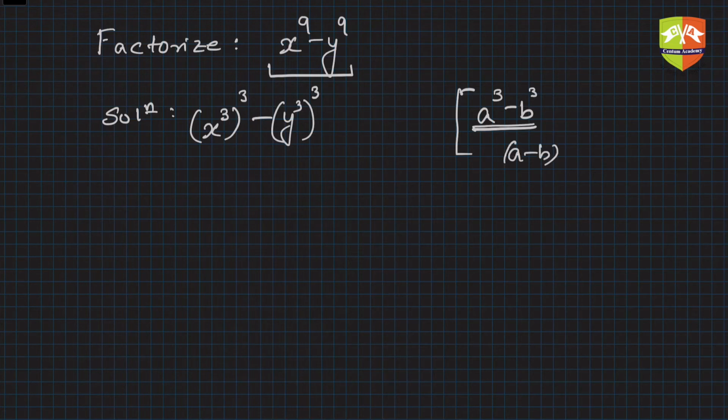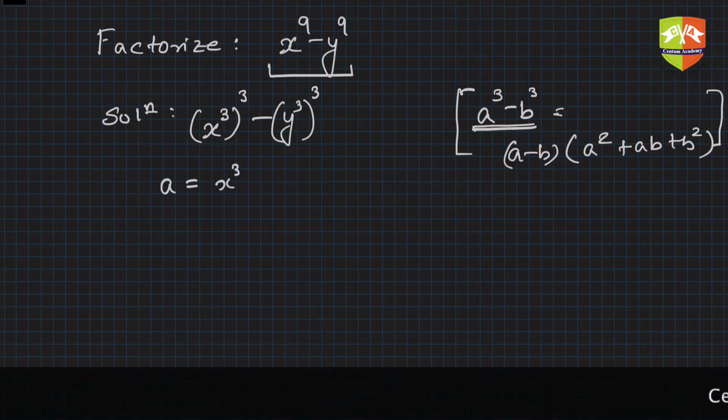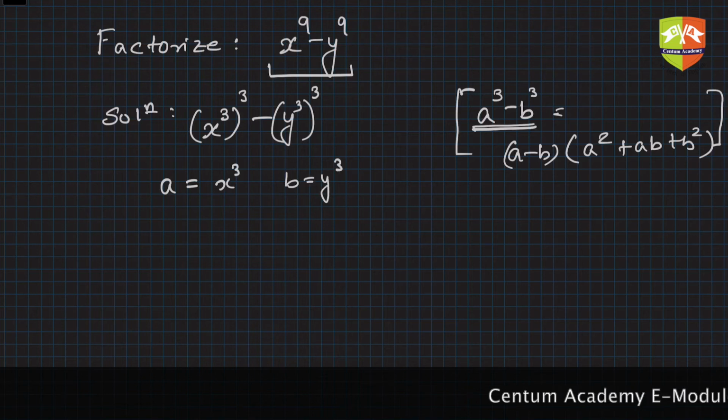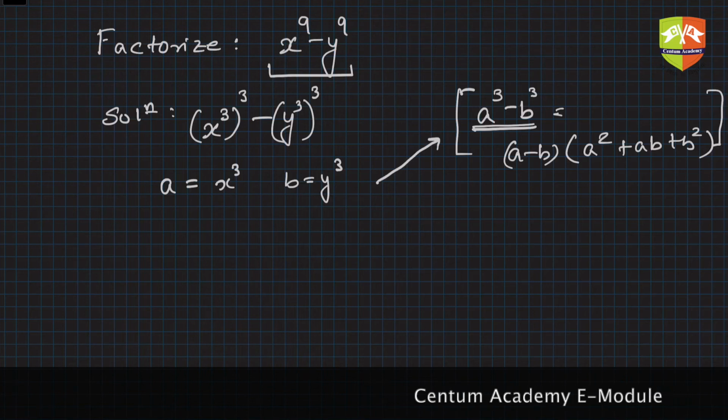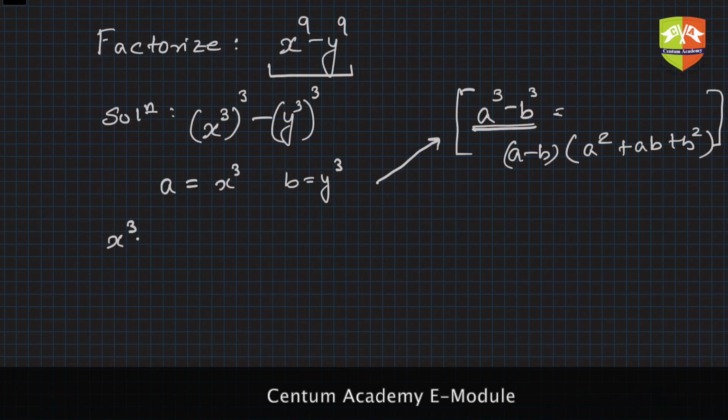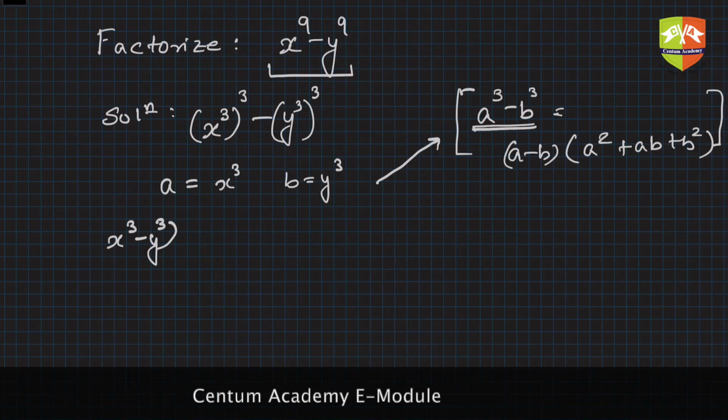This is a minus b times a square plus ab plus b square, from the identity which we learned, and we are going to use exactly this case. Now clearly, what is a? For us a is x cube and b is y cube, and let's deploy them in the given identity and see what happens. We will get a minus b, so it will be x cube minus y cube.